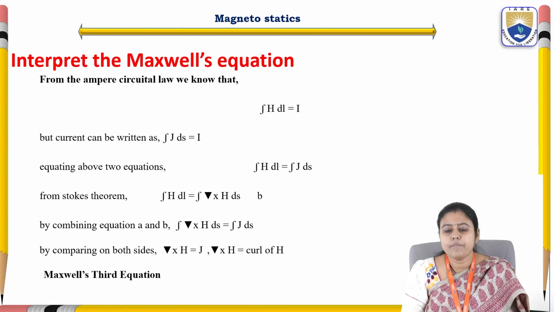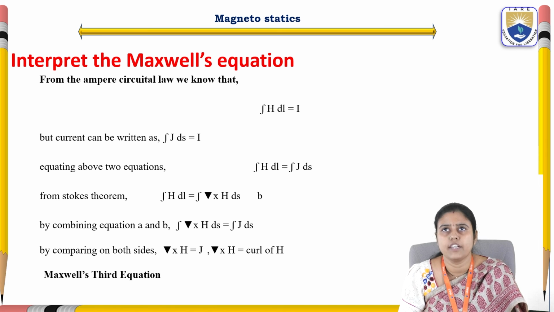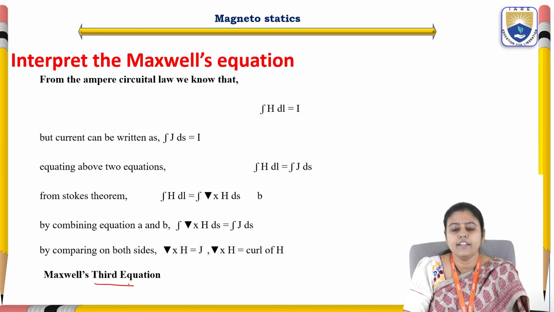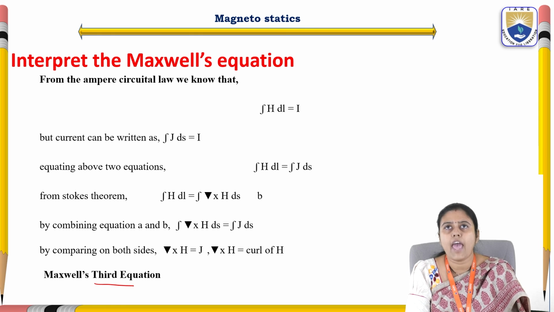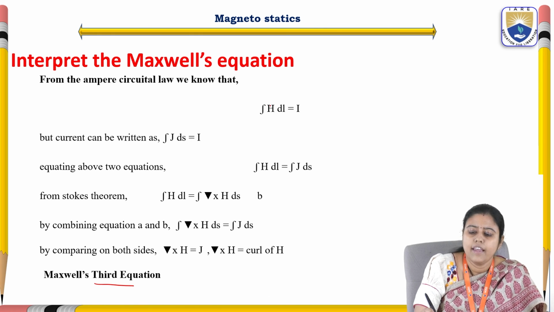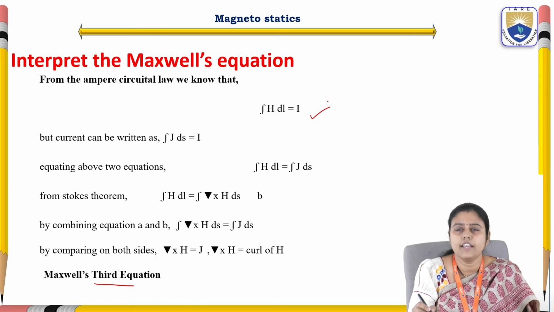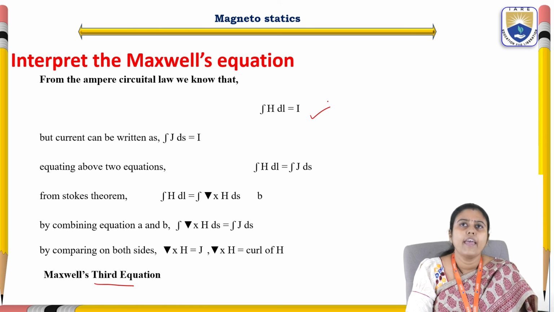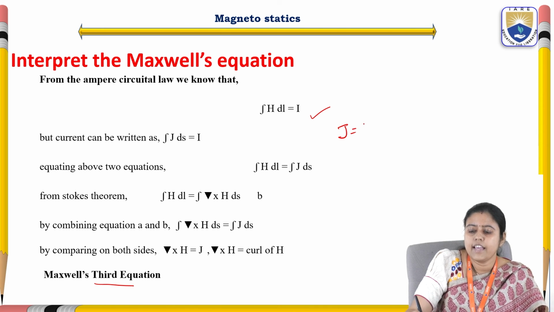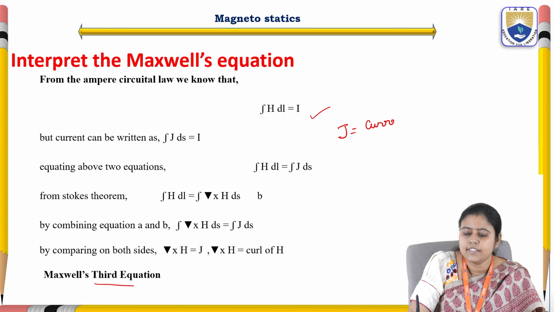Next, interpret the Maxwell's third equation. Actually, I wrote Maxwell's equation; it should be Maxwell's third equation. So, from the Ampere circuital law, we came to know that the integration of H dot dl is equal to I. Again, from the normal equation, we know integration of J dot ds is equal to I. What is J? J is equal to current density.